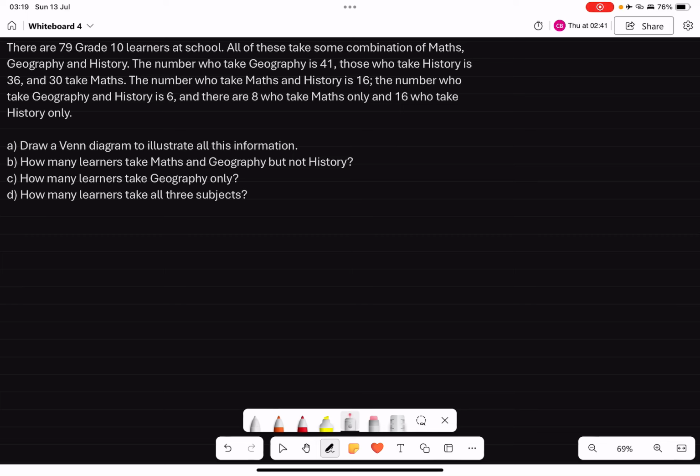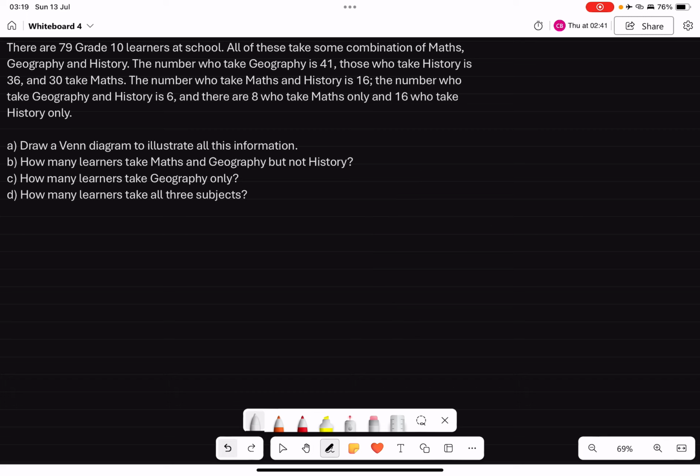There are 79 grade 10 learners at a school. All of them take some combination of maths, geography, and history, which means all these 79 learners must take at least one of these subjects. We want to have a case where out of those 79, there's a learner who doesn't take any of these three subjects. I can already tell that this is going to be a Venn diagram question.